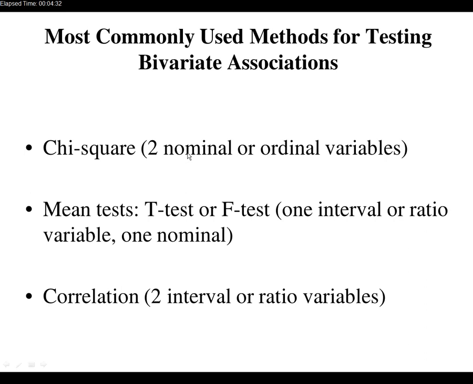Chi-square is the one that we use for two nominal or ordinal variables, and then we use mean tests. We're testing the mean or the average, and those are the t-test and the f-test. One is for interval or ratio, and one nominal. And the other is correlation, two interval or ratio variables. Okay, we won't be talking about correlation or the f-test this week.